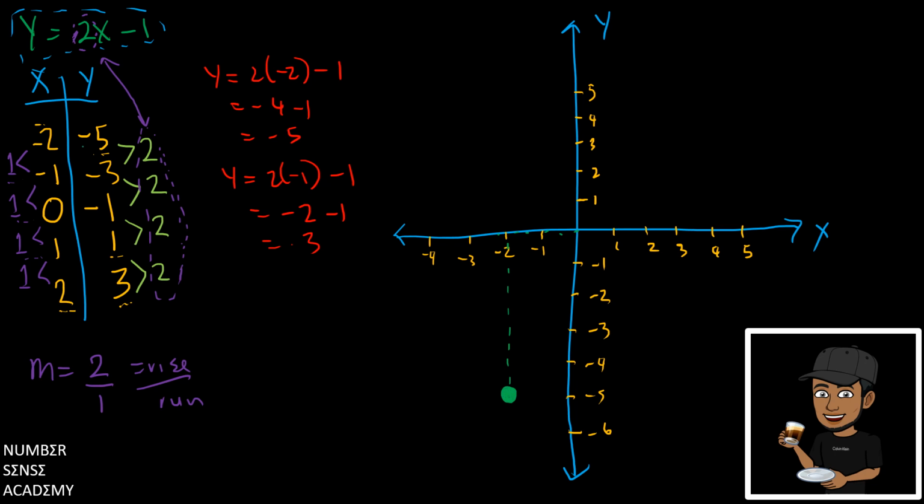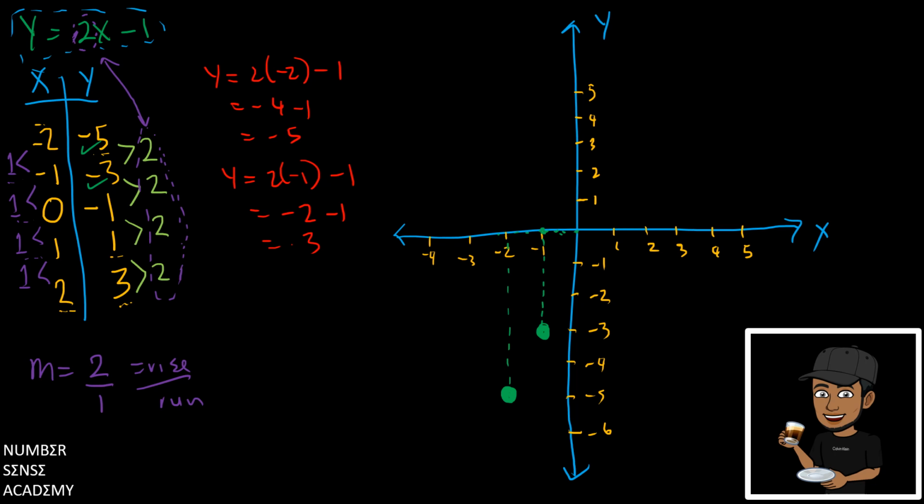So that's done. Go to my next point, -1, -3. So I'm going to locate -1, which is here, then I'm going to go down to -3. And it's right here. So that's, well, checked it before I even did it.